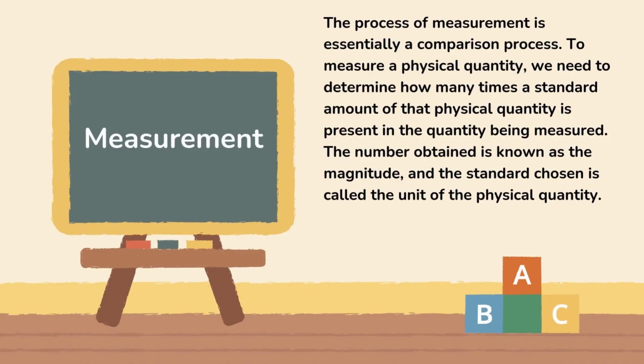The process of measurement is essentially a comparison process. To measure a physical quantity, we need to determine how many times a standard amount of that physical quantity is present in the quantity being measured. The number obtained is known as the magnitude, and the standard chosen is called the unit of the physical quantity.